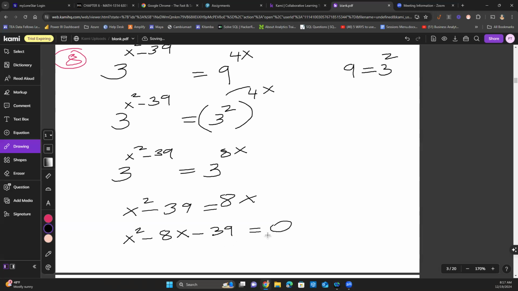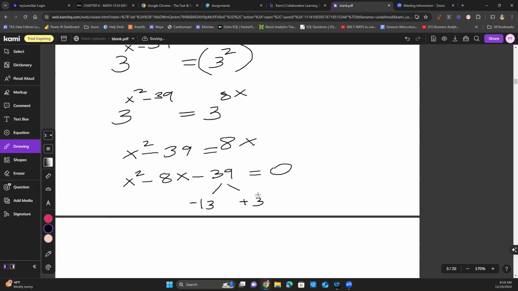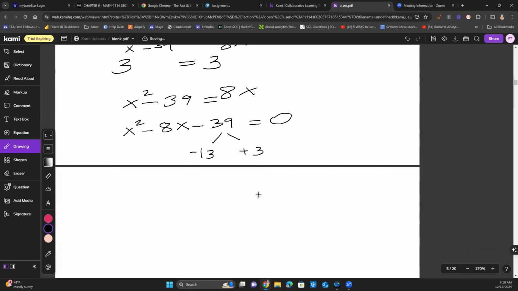So when I factor this, I can set each factor to 0. I am going to need two numbers. When I multiply them, I get negative 39, but when I add them up, their sum is negative 8. So it's going to be negative 13 and positive 3. So when I multiply these two numbers, the product is negative 39, but when I add them up, the sum is negative 8. So this allows me to set the first factor as x minus 13, and the other factor is x plus 3. And we're going to set them to 0.